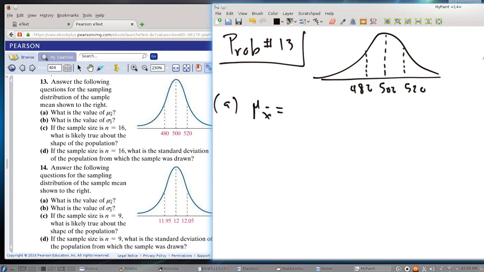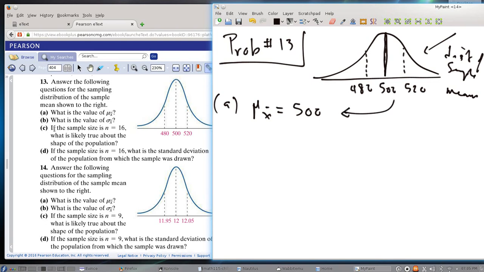Well, this is the distribution of the sample means. And what that means is that the middle value right here is the mean value, and that middle value is mu of x bar. Okay, and that is determined directly from this graph.